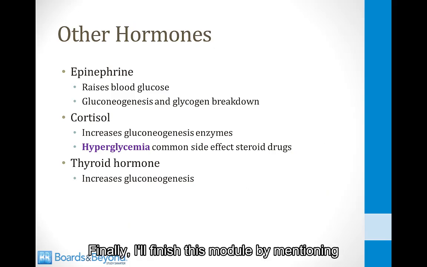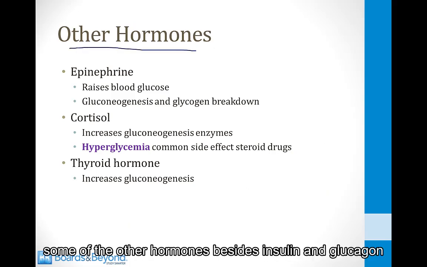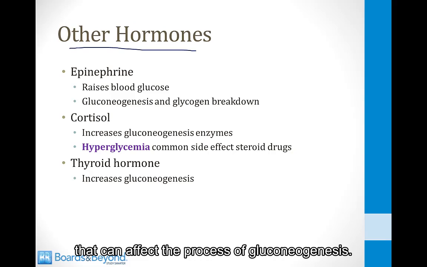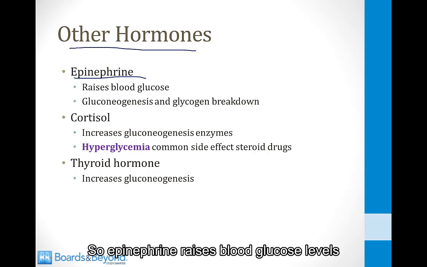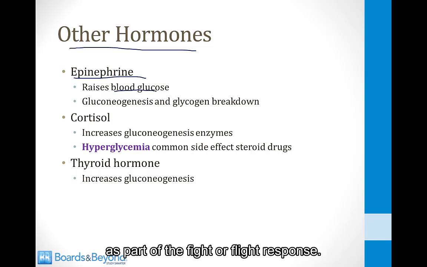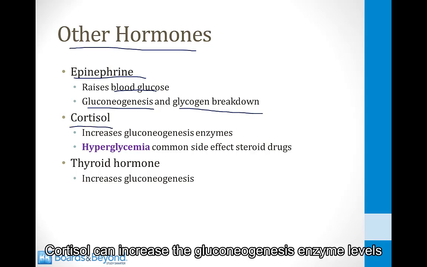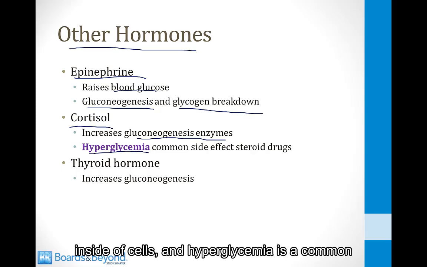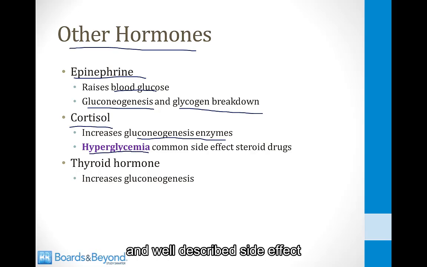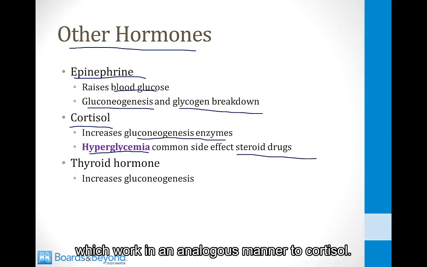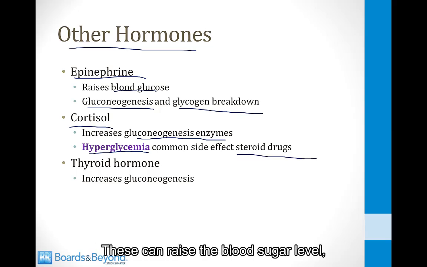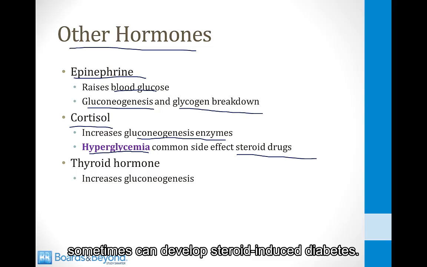Finally, I'll finish this module by mentioning some of the other hormones besides insulin and glucagon that can affect the process of gluconeogenesis. So epinephrine raises blood glucose levels as part of the fight or flight response, and it can activate gluconeogenesis as well as glycogen breakdown in order to do this. Cortisol can increase the gluconeogenesis enzyme levels inside of cells, and hyperglycemia is a common and well-described side effect of patients who take steroid drugs, which work in an analogous manner to cortisol. These can raise the blood sugar level, and patients who take long-term steroids sometimes can develop steroid-induced diabetes.